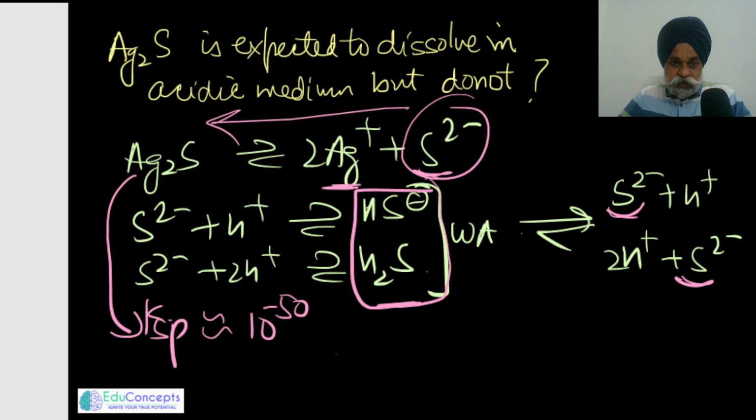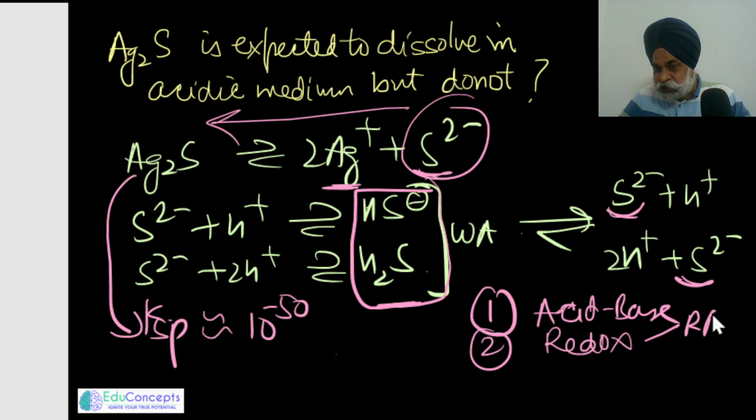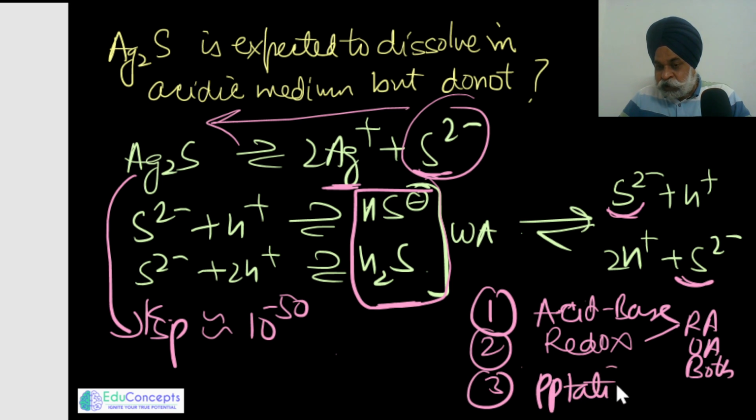Now coming on, I talked about three things. Acid-base behavior of anionic species. Then we talked about redox behavior, where it may act as a reducing agent, oxidizing agent, or both. Then we talked about precipitation, how precipitation occurs. In the precipitation, we mainly focus on silver nitrate and barium chloride. And if you are able to understand that, the classification now would become easier.